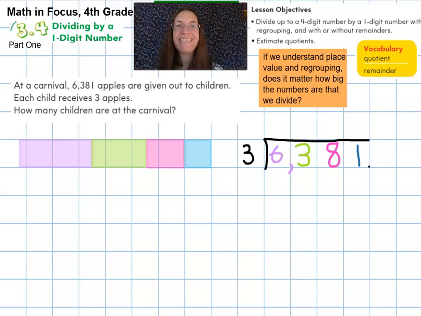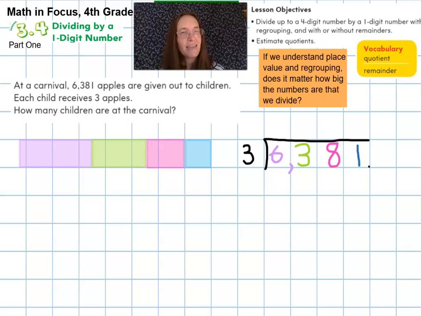Hello, my mathematicians. This is Miss Foster with Math in Focus, 4th grade, Chapter 3, Lesson 4, Dividing by a One-Digit Number. As we learn long division, I will be helping connect us back to the different ways of modeling that we learned in our last lesson. I'll be using area models and a little bit of color coordination.